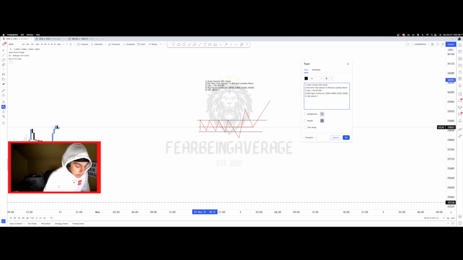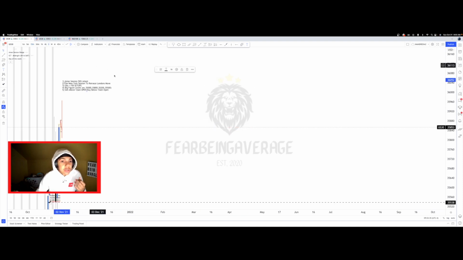Sell above 12 a.m. open. Buy below 12 a.m. open. When you do this, guys, it will give you a very high probability setup for price to go in your direction. Because when you buy, say, let me show you an example on the daily chart.